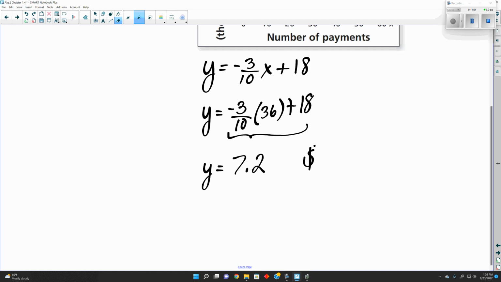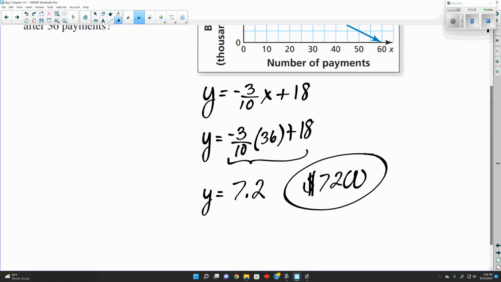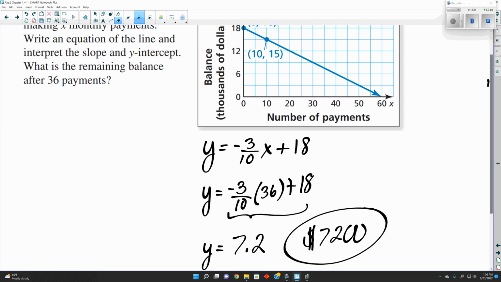$7.42. So the remaining balance is? That's how much is left on the loan. We're halfway there. Any questions on any of this here?